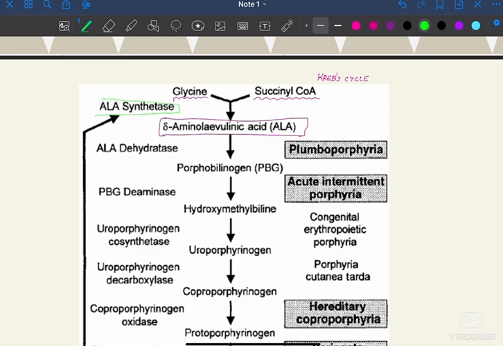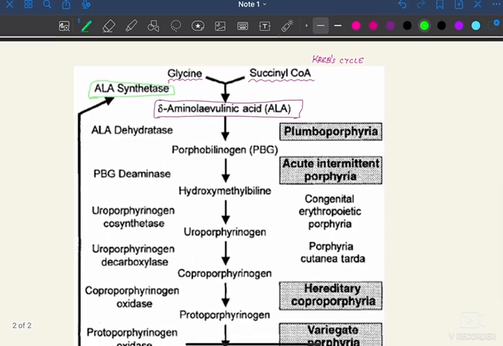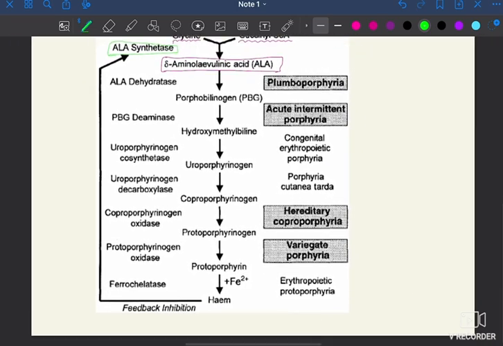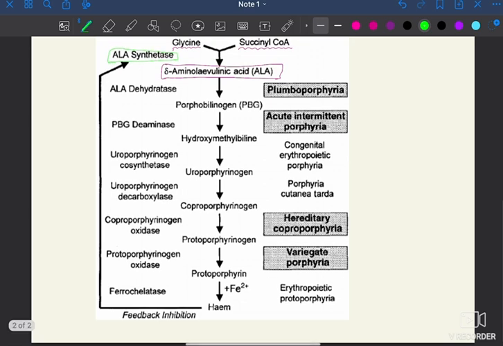So ALA synthase is an important enzyme. Okay, why is this ALA synthase an important enzyme? Because heme, which is formed as an end product, has a negative feedback mechanism on this ALA synthase enzyme. So when heme is more in amount, it inhibits ALA synthase, and so the formation of delta amino levulinic acid is reduced. Okay.